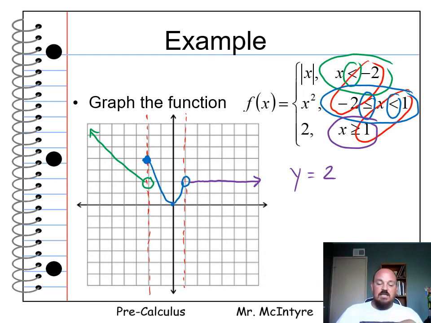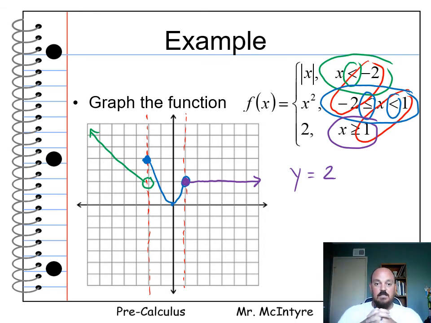What happens is, because I have the or equal to, I'm supposed to fill in that point. But there's already an open circle there. That doesn't matter. If you ever end up with a closed circle on top of an open circle, it just fills it in. So you don't have to do anything special. You don't have to draw a closed circle with an open circle around it or something like that. I've seen students do that in the past. A closed circle on top of an open circle is just a closed circle.